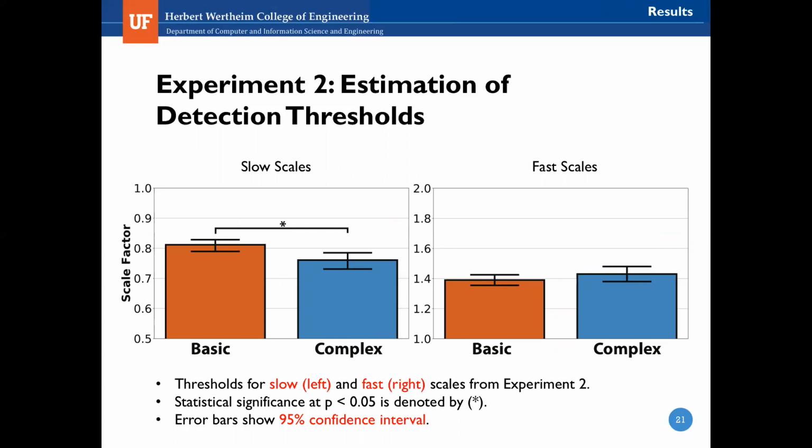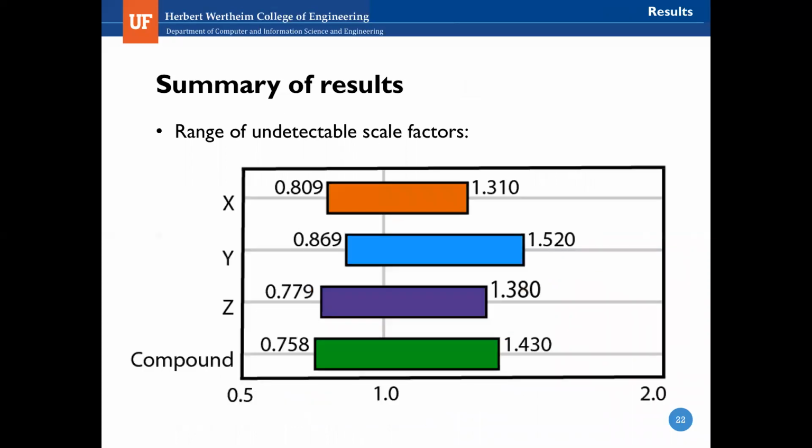Then we compared the thresholds to see whether we find any significant difference or not. We only found a significant difference in the slow scale values, but for the faster scale values, we didn't find any significant difference. In this slide, you can see a summary of our results.